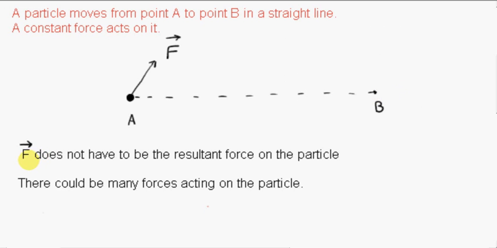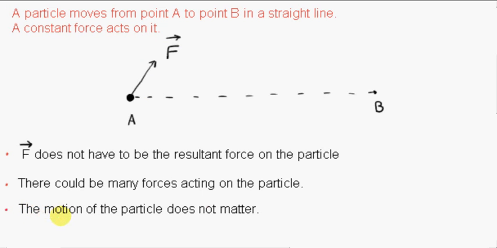Now, there are a few points worth emphasizing. The first point is that this force F does not have to be the resultant force on the particle. The reason I say this is because I've used the letter F to stand for the resultant force in previous videos. Another point is that there could be many forces acting on the particle. We could have a complicated array of forces acting on this particle, but we are not interested in those forces. We are only interested in the work done by this particular force F.